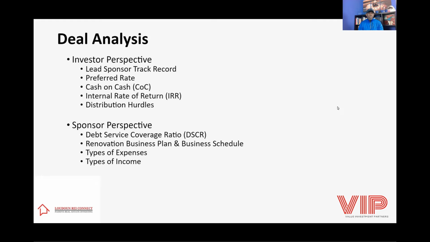The sponsor has to be concerned with the DSCR, which is the debt service coverage ratio. We always want to see a debt service coverage ratio of at least 1.5. What the debt service coverage ratio says is how much is available from a cash flow perspective after the debt is serviced. That number is 1. Well, 1 says that you have enough cash flow coming in. Most lending institutions will not go below 1.25.